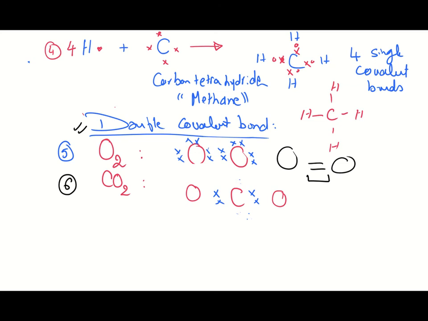Oxygen also should share 2 electrons. Oxygen, as we have just said, has 6 electrons in the outer shell. To be stable, it will share 2 electrons, and the 4 will be left out. 2 are shared and 4 are left out. So now the carbon atom has 2 double covalent bonds.